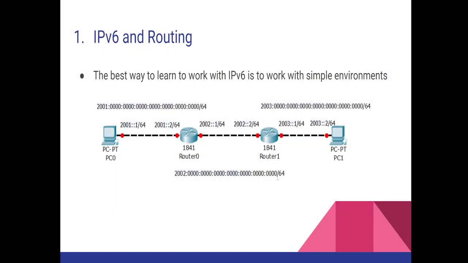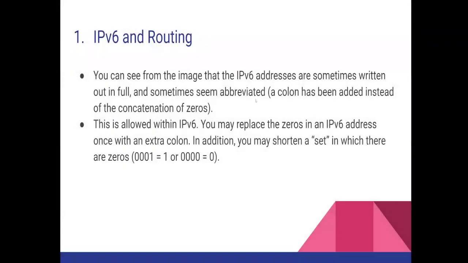So the best way to learn IPv6 is to build a simple network in Packet Tracer. This is an example of a very simple network. You have 2 PCs and two routers, and you can see the IPv6 addresses you will be able to assign to them. And you can also see how they're written out here, basically. Shouldn't be too difficult. So that's some kind of magic going around IPv6, and that's how you display it, basically.